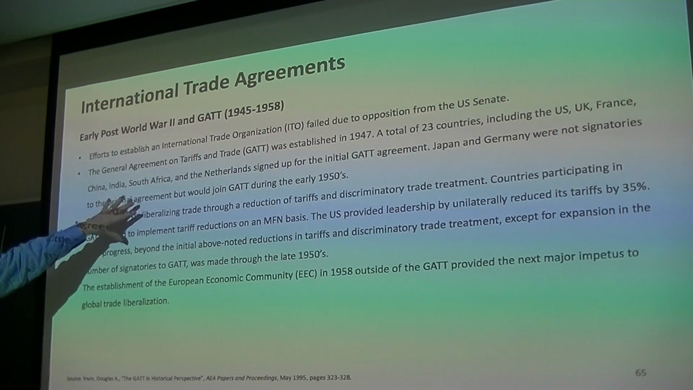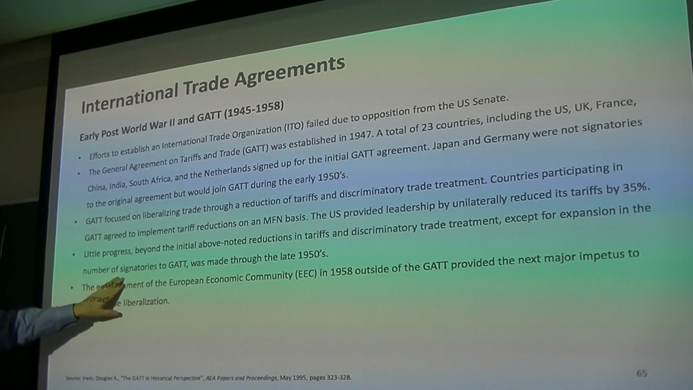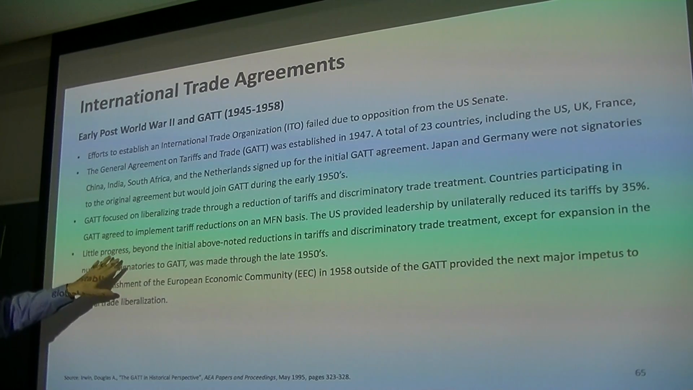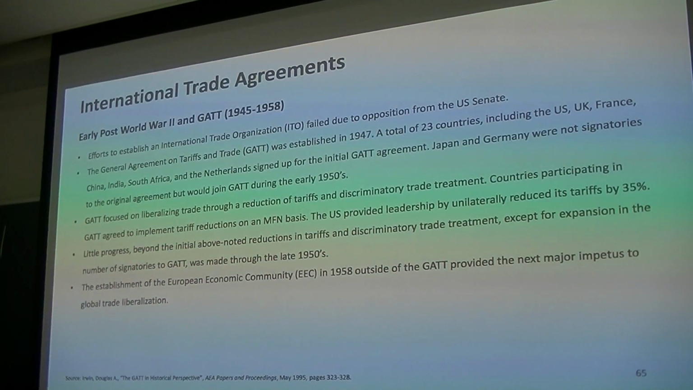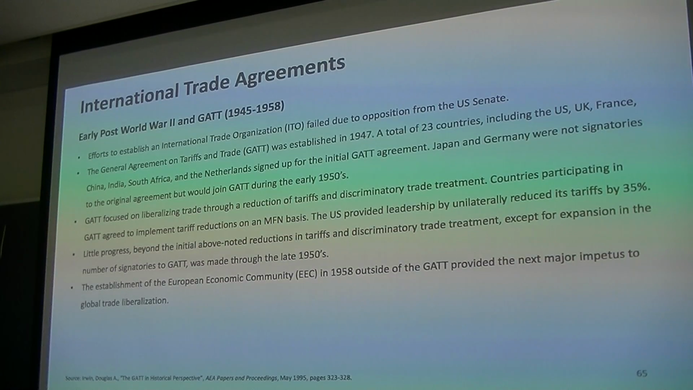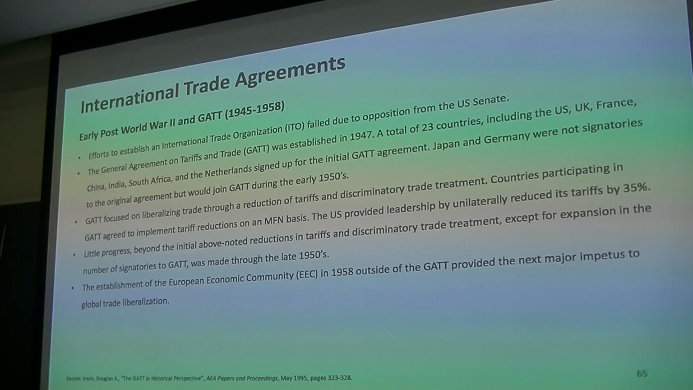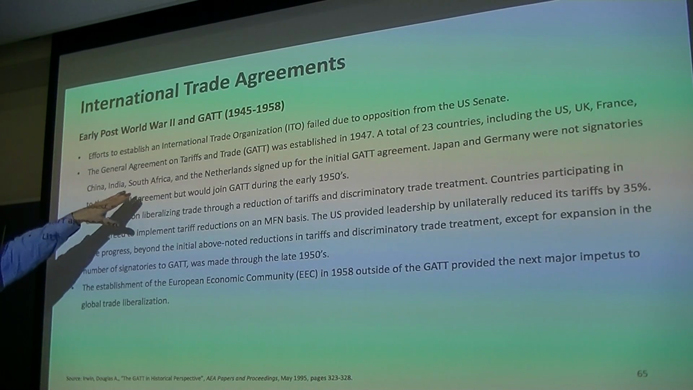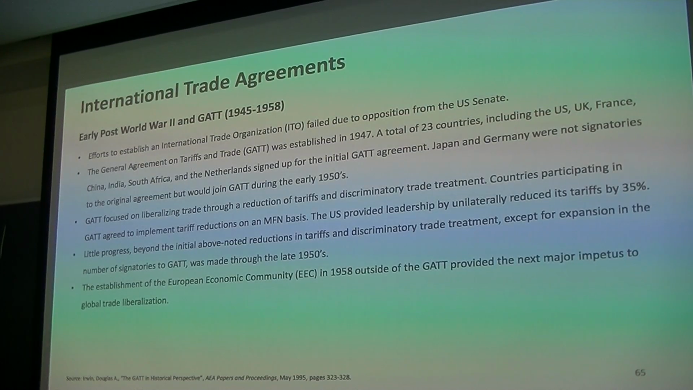Basically, you had these initial reductions in tariffs and discriminatory trade agreements. The number of signatories expanded in the late 1950s, but there was not much further progress. You were getting reductions in trade barriers, more countries joining. It was having a positive impact. It's slowly spreading. But not major beyond the initial agreements in the 1947 agreement.